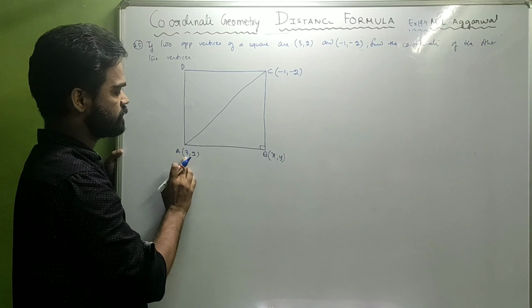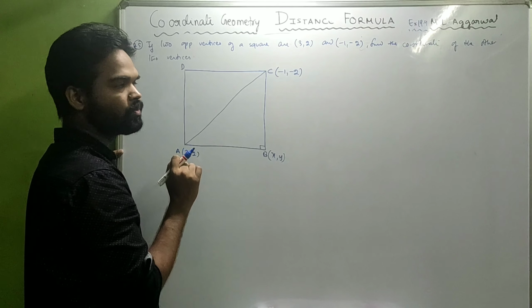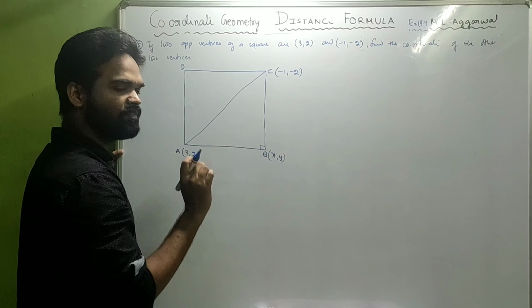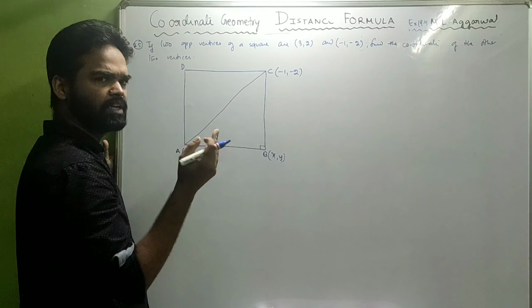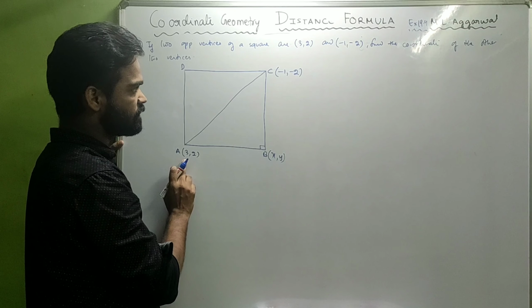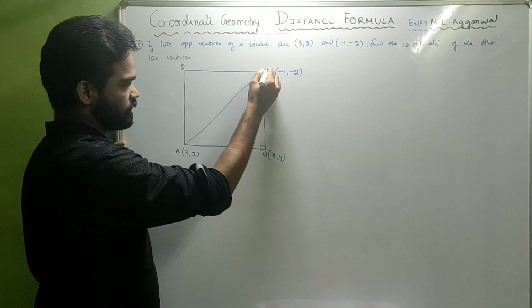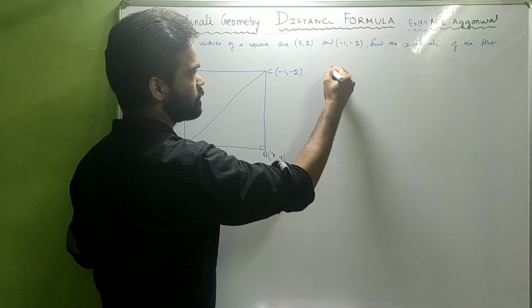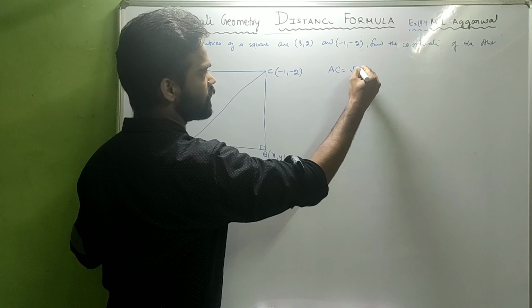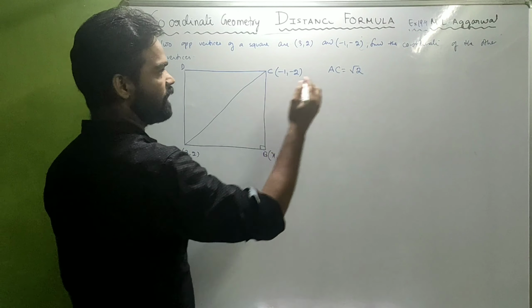B and A. I've taken A as (3, 2), C as (-1, -2), and B I've taken as (x, y). Leave D, we'll find it, okay? First of all, we know, see, the diagonal AC is root 2 times the side AB.